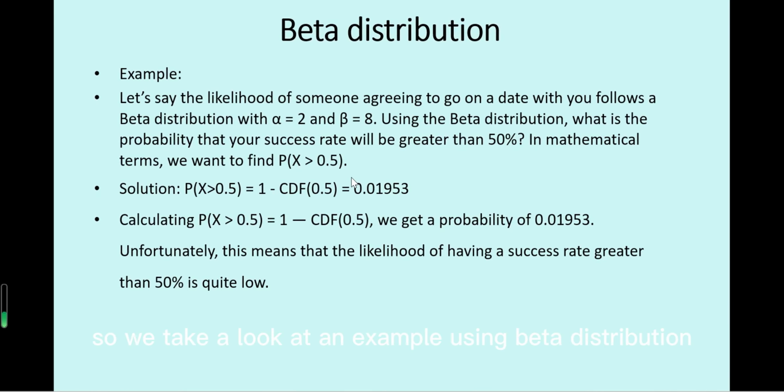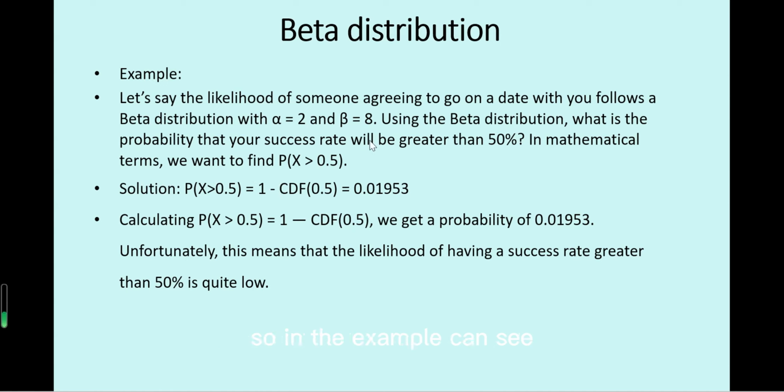Let's take a look at an example using beta distribution. Let's say the likelihood of someone agreeing to go on a date with you follows a beta distribution with alpha equal to 2 and beta equal to 8. Using the beta distribution, what is the probability that your success rate will be greater than 50%? In mathematical terms, we want to find the probability of x larger than 0.5.